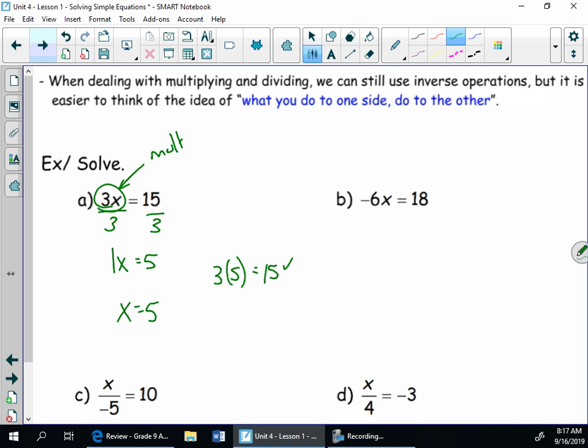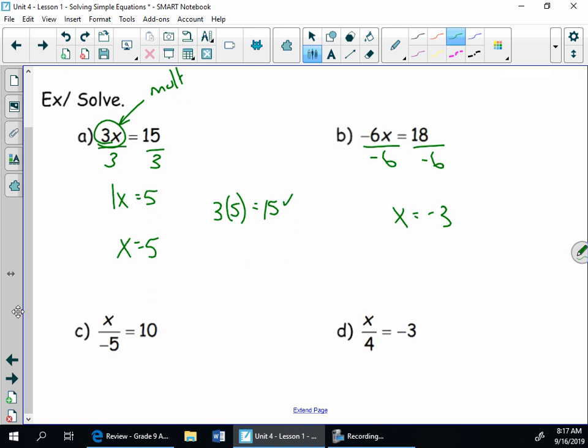Okay. If we tried b, I want to get x by itself, so I need to divide by -6. Well, if I divide one side, I've got to divide the other side. Okay, I'm going to ignore putting the 1 in here. I don't really need it. It doesn't make sense to put the 1 there, so we'll just call it x equals. And 18 divided by -6 is -3.